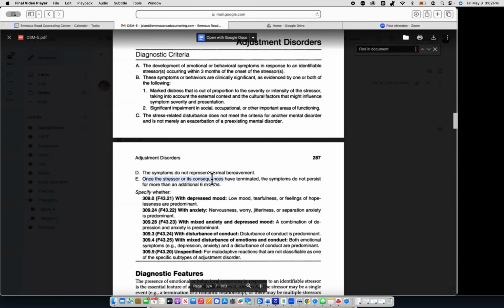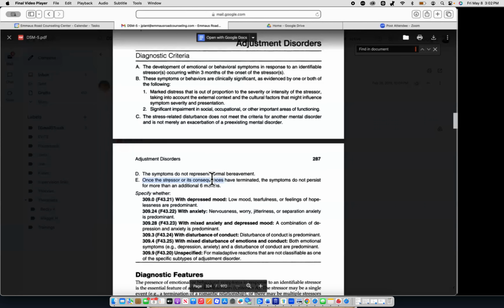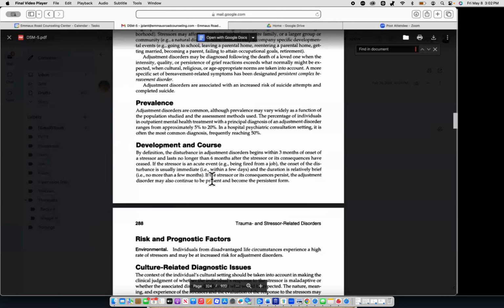So if the stressor or the consequences are still present and the client has a hard time functioning, it's impairing their functioning, how this will look with kiddos is refusing to go to school, a decrease in academic performance, an increase in conduct problems, an increase in mood symptoms, depression, anxiety, then they will still meet the criteria for adjustment disorder. Okay.